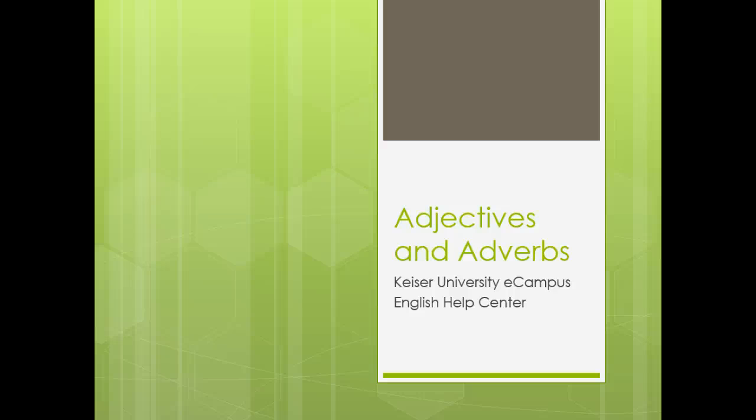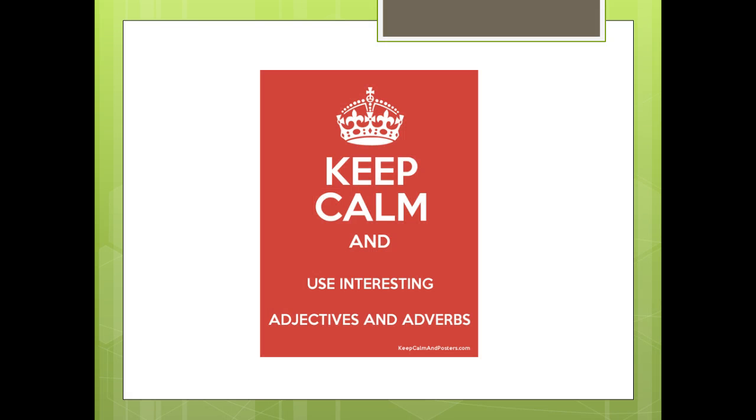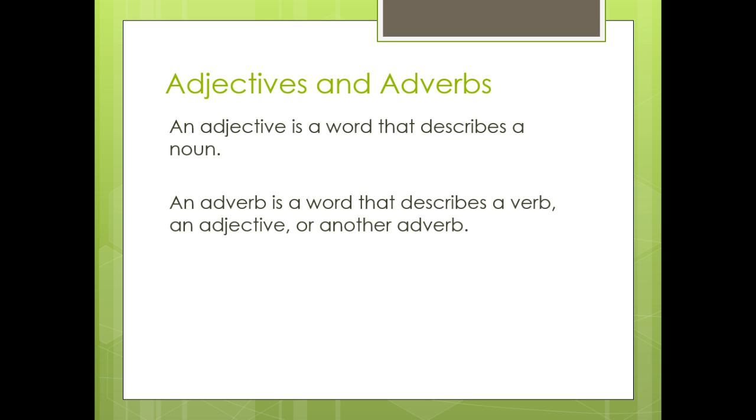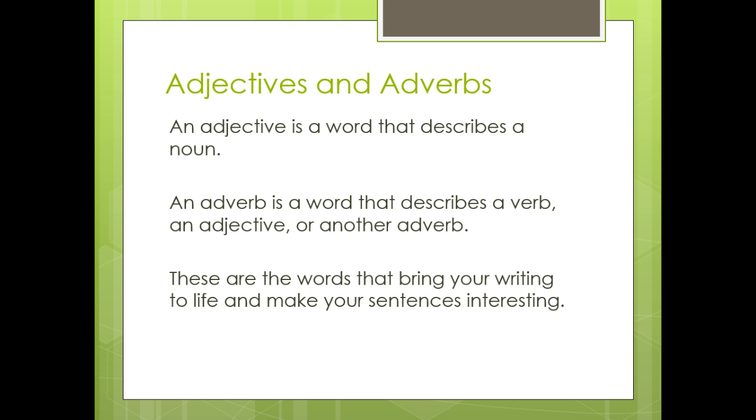This short presentation will review the use of adjectives and adverbs. An adjective is a word that describes a noun. An adverb is a word that can be used to describe a verb, an adjective, or another adverb. Adjectives and adverbs are the words that bring your writing to life. They make your sentences more interesting, and they really help your reader with detail.